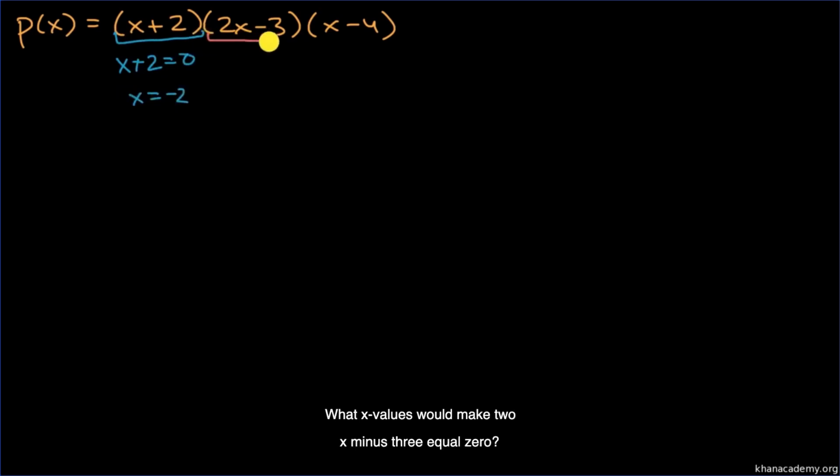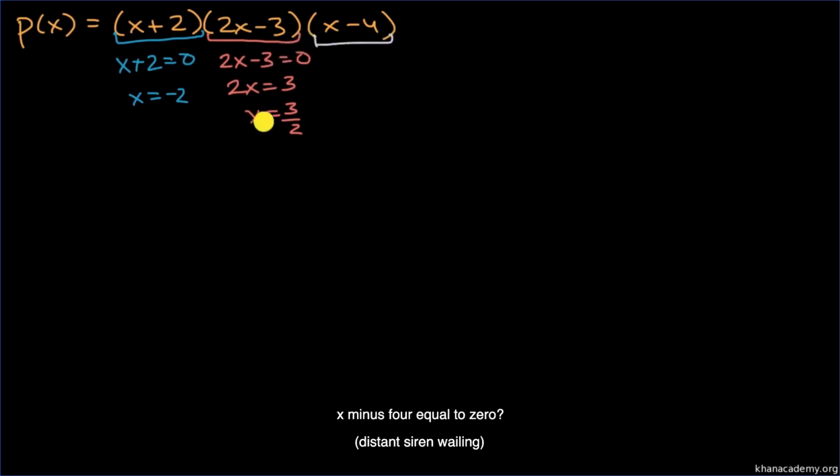What x values would make 2x minus 3 equal to 0? Add 3 to both sides, you get 2x equals 3. Divide both sides by 2, you get x equals 3/2. And then last but not least, what x values would make x minus 4 equal to 0? Add 4 to both sides, you get x is equal to 4.